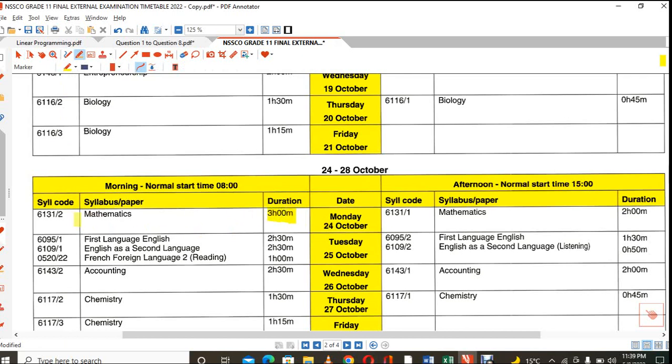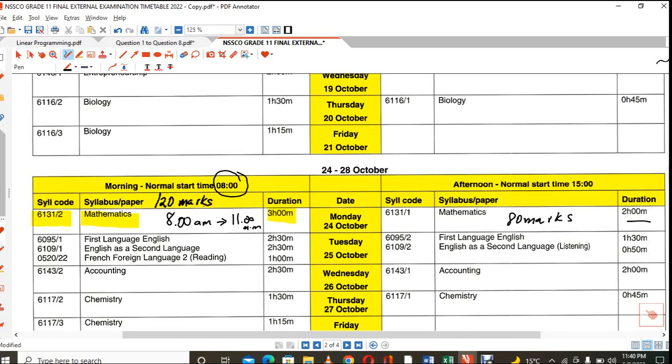So you start with the 3-hour paper. That is in the morning from 8 o'clock, so you go up to 11 a.m. And then you do the one in the afternoon, which is paper 1. This one is 80 marks and it's 2 hours long. And this one here is 120 marks.